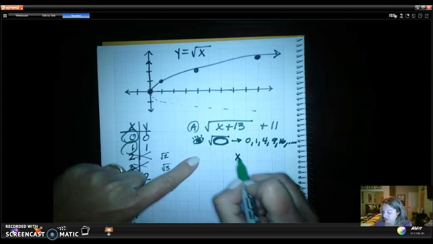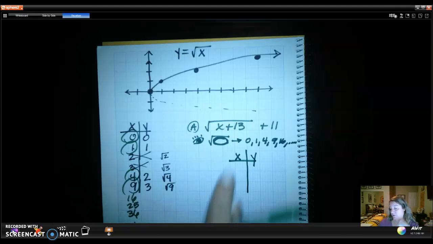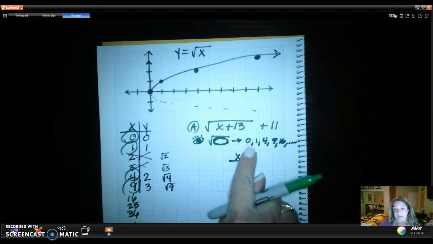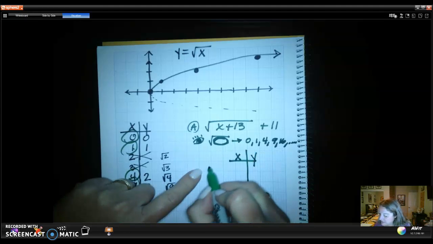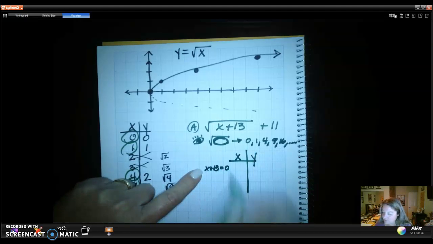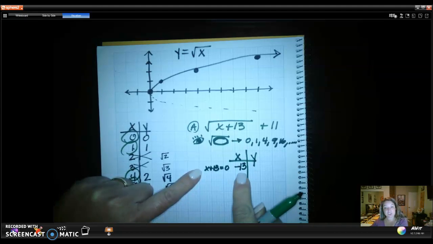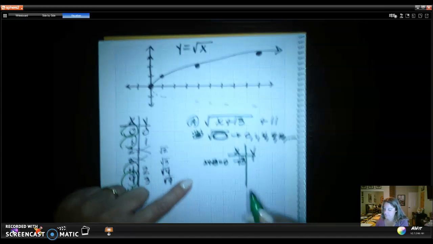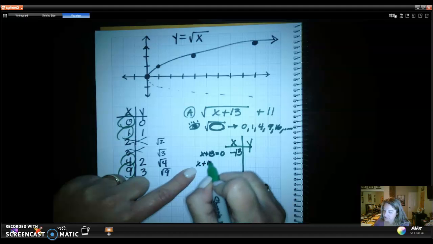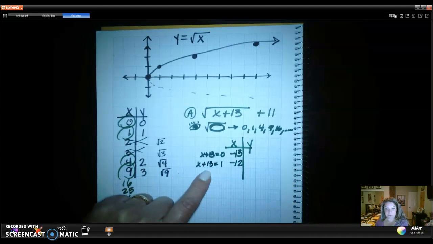So we're going to make an XY chart, okay, but we're going to start with what's under the radical sign, and we're going to set it equal to these numbers, okay? So I'm going to take x plus 13 and set it equal to 0. When I do that, I get a negative 13. So my first x number that I want to plug in is negative 13, okay? Then I want x plus 13 to equal 1. When I do that, I get a negative 12.